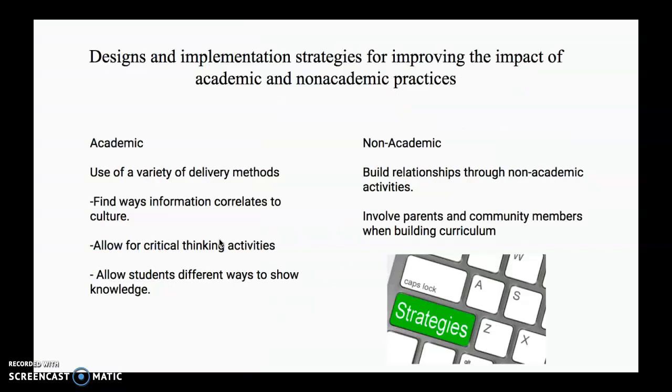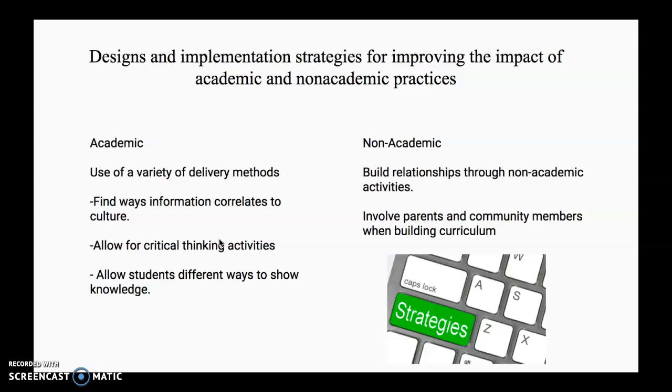All right, designs and implementation strategies for improving the impact of academic and non-academic practices. First of all, academic. We want to use a variety of delivery methods, whether it be standing up and teaching, whether it be videos, whatever the method may be. We want to use a variety of different methods to deliver our information. Find ways information correlates to the culture. How can we connect this to something within our school and community's culture? Allow for critical thinking activities. This can expand knowledge of students when they're allowed to think critically. Allow students different ways to show knowledge. It doesn't have to be a written test. Like I said, there's lots of different ways to show the knowledge that they've gained.